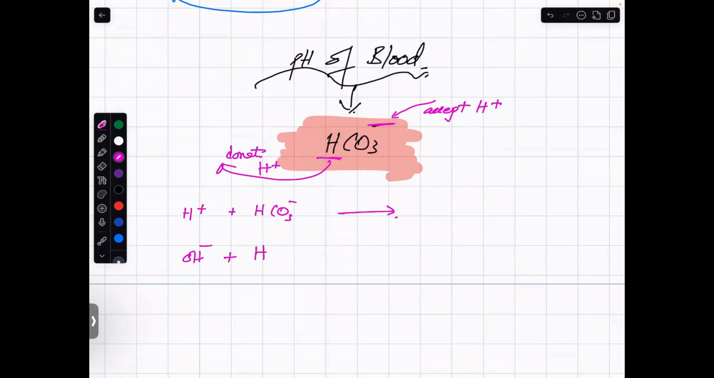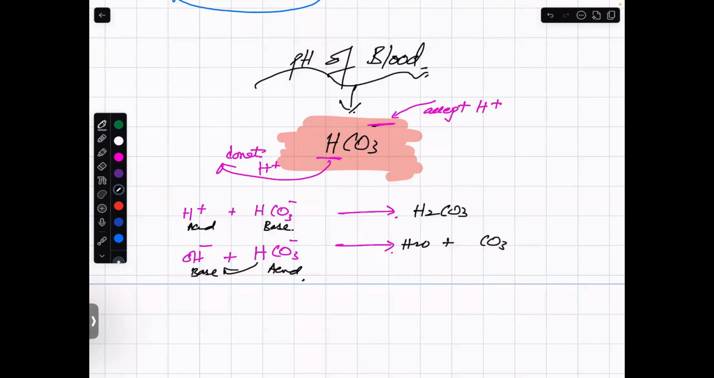So what is the behavior of this thing? With the acid, it becomes like a base, accept H plus. With a base, it becomes like an acid, donate H plus. So what is formed in the upper one? Accept H plus. Donate H plus, making what? H2O plus CO3 2 negative. This is a 3-mark question.